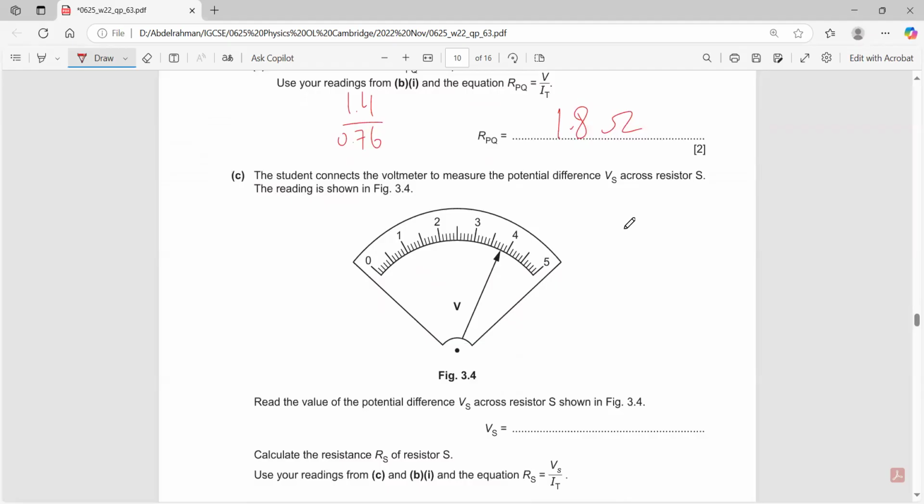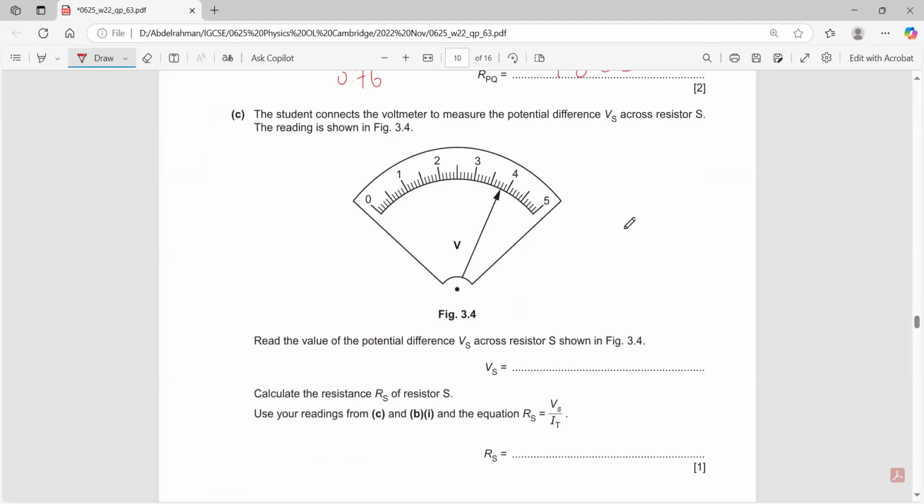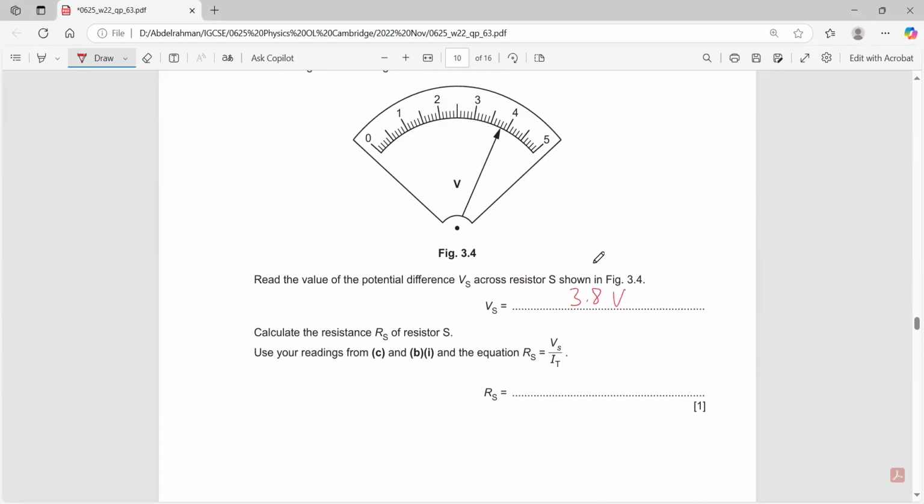Connect the voltmeter to measure the potential difference across the resistor S. Can I take the reading? Yes, this reading is 3.8 volts. Can I find the resistance of S? So 3.8 divided by the initial current, which was 0.76, which is 5.0 ohms, right? 5.0 ohms.